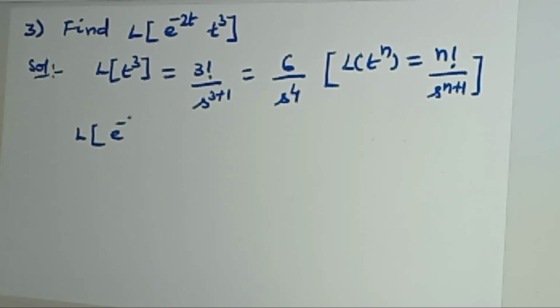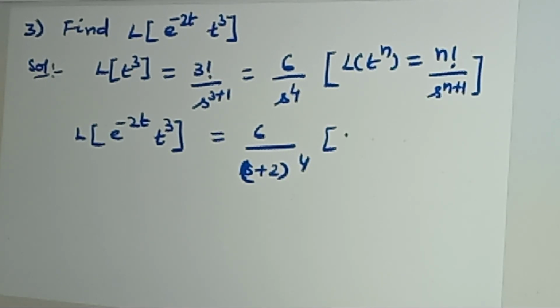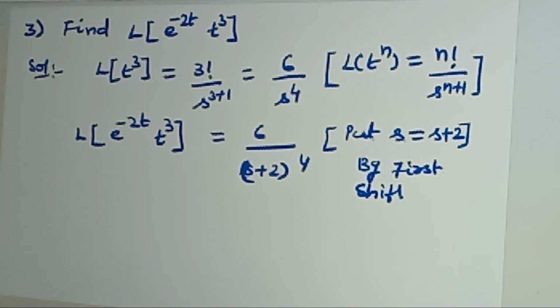Laplace of e raised to minus 2t into t cube. So, कैसे है ये? Laplace of e to the power minus at into f of t. पहले Laplace transform of t cube निकाला है, फिर उसके बाद क्या करना है? s के जगह s plus 2 पुट करना है. Therefore, this will become 6 upon s के जगह क्या पुट करना है? s plus 2 to the power 4. This is the final answer. Okay. So you can write put s is equal to s plus 2. From where we got? From first shifting property or first shifting theorem. Okay.